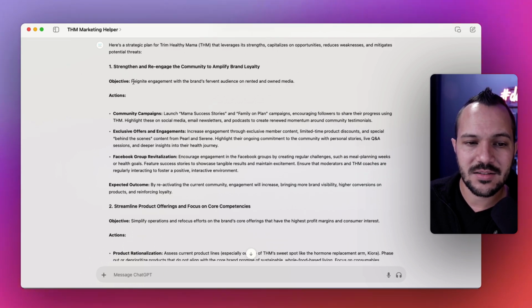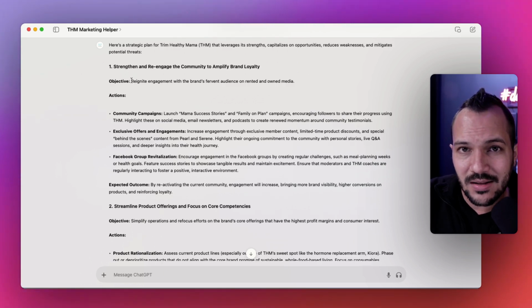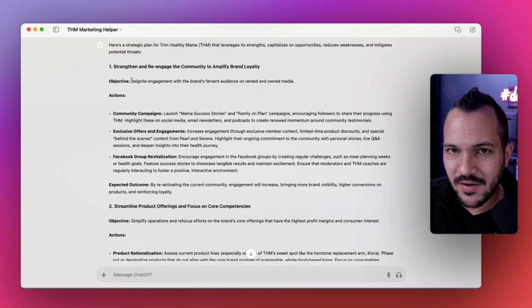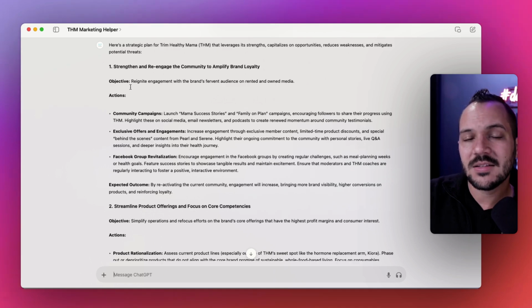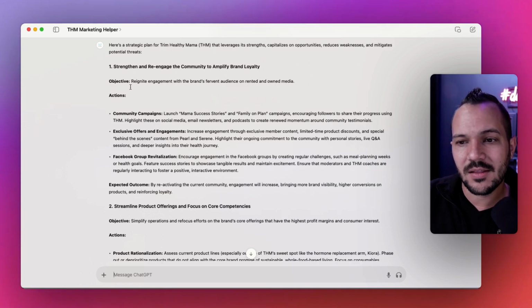So one of the strengths, of course, was Trim Healthy Mama's community. They have a huge fan base and a very loyal crowd of women that love to buy from this brand. But it's not the same. It's not as big as it was before. And that was one of the threats, I believe, one of the threats or weaknesses.